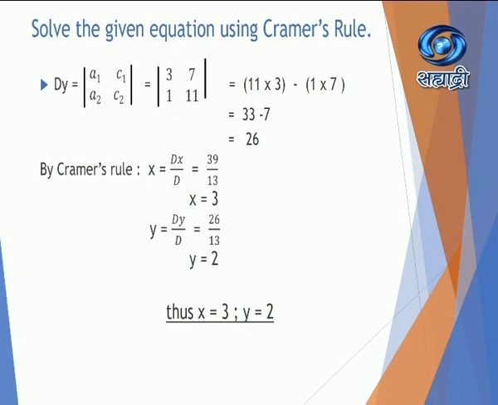Now according to Cramer's rule, the x value is Dx upon D. Dx we have got 39 and D was 13. So 39 upon 13, the x value we get is 3. And for y, we get it as Dy upon D, which is equal to 26 upon 13, that is the y value is 2. Thus, the solution of the equations is x equal to 3 and y equal to 2. This is how linear equations can be solved with the help of Cramer's rule.